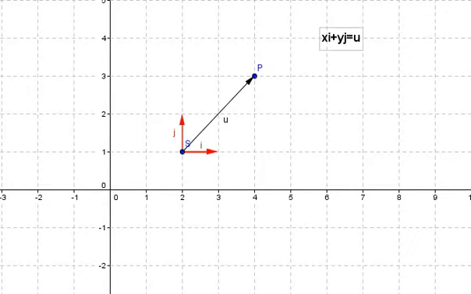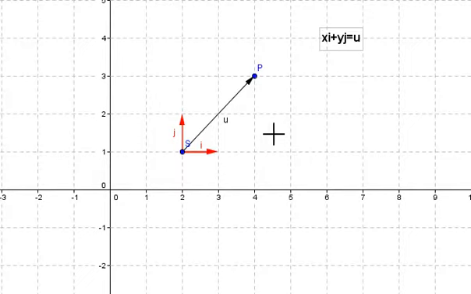Let's continue with the coordinates of a vector. So once again, coordinates of a vector are here the numbers x and y, such that u equals x times i plus y times j. Here are vectors, the base vectors i and j.